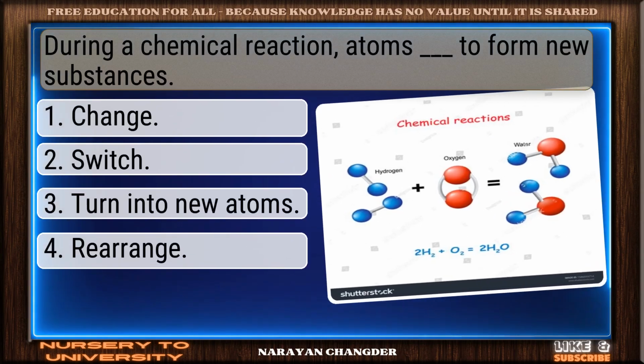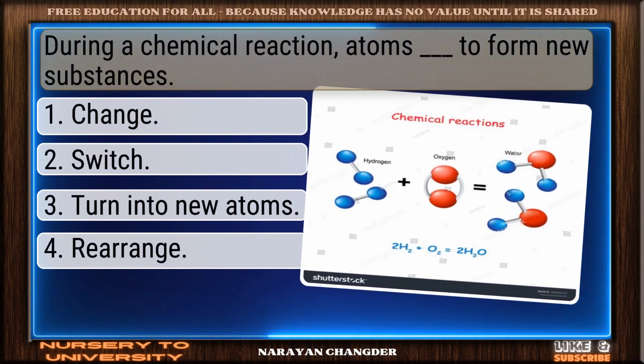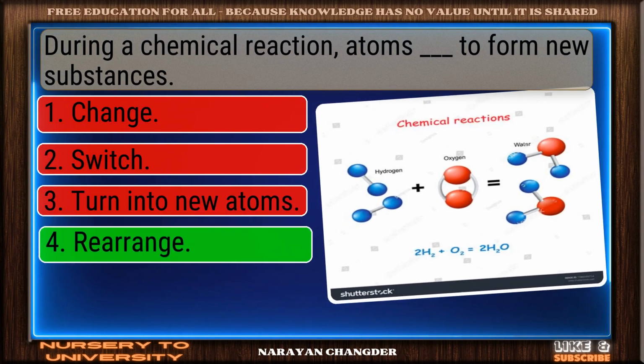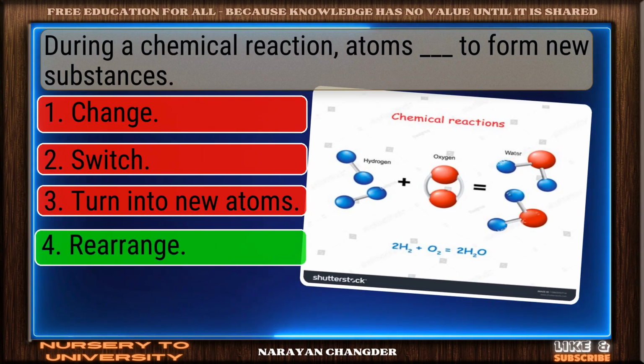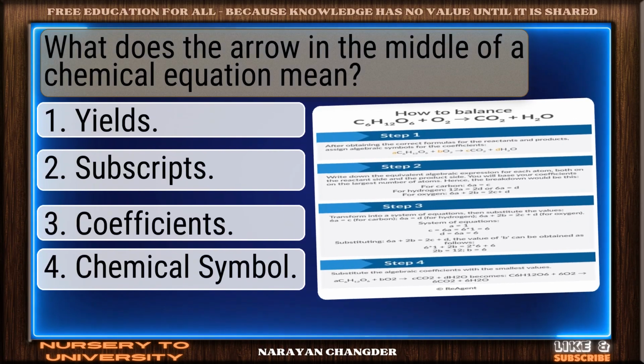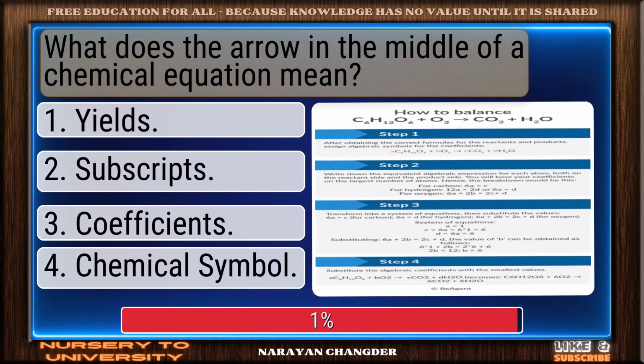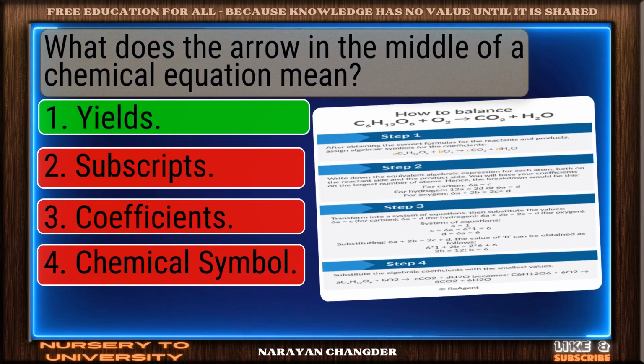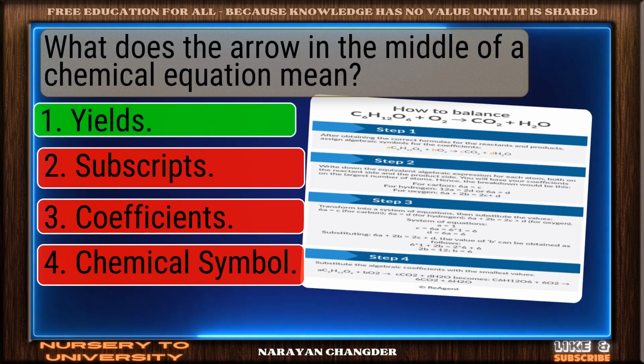During a chemical reaction, atoms dash to form new substances. Nicely done. Rearrange is a solid answer. What does the arrow in the middle of a chemical equation mean? On track. Yields is the correct answer.